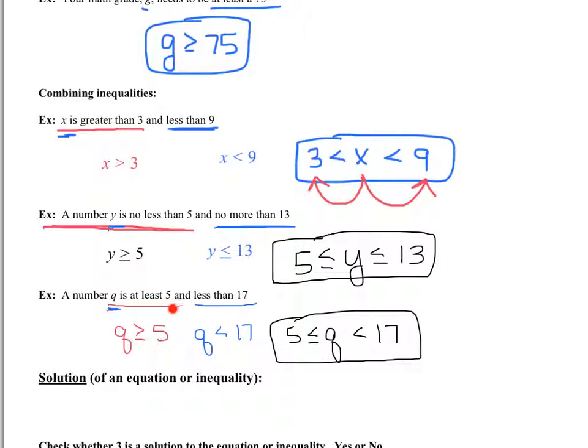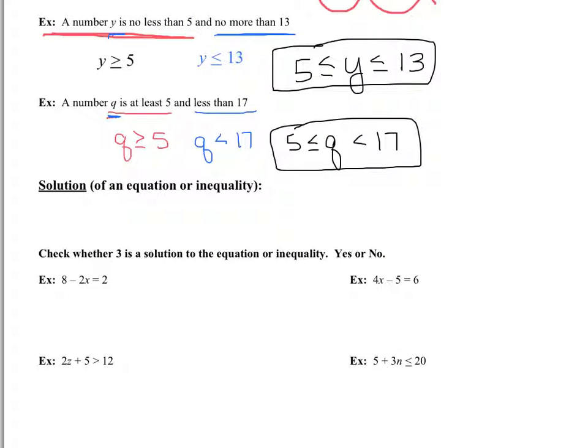So here you have q is at least 5, so q is greater than or equal to 5, and q is less than 17, so here are your two separate inequalities. The one that you keep the same is that q is less than 17, and then here if you read this out loud it says q is greater than or equal to 5, and this way it would also say q is greater than or equal to 5.